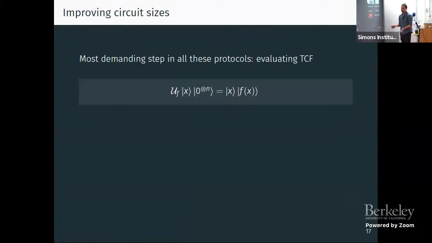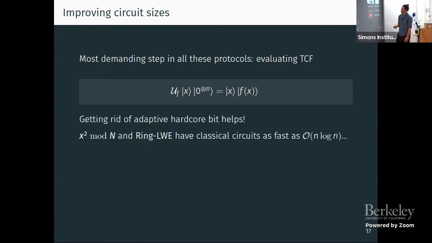Okay, good. So the last thing that I mentioned that I wanted to handle in terms of making this feasible for near-term experiments is that we have to actually evaluate the TCF, right? This is the thing that's been looming over us. How are we going to do this? Getting rid of the adaptive hardcore bit certainly helps because it opens up these trapdoor claw-free functions based off of x squared mod n or ring LWE that have really fast classical circuits. Asymptotically, you can get them as fast as n log n, though whether that's feasible in practice is another question.